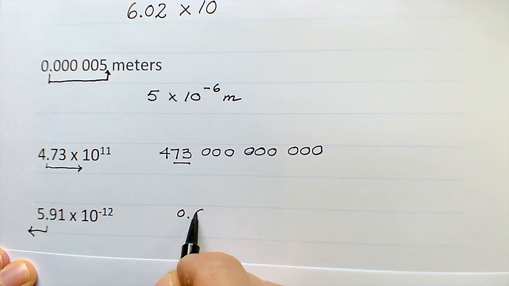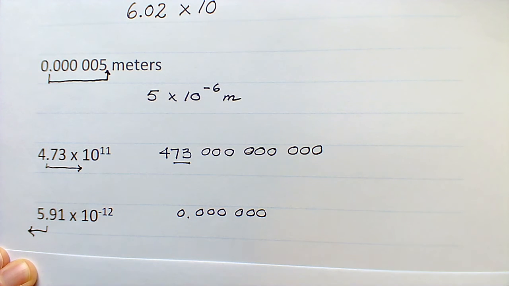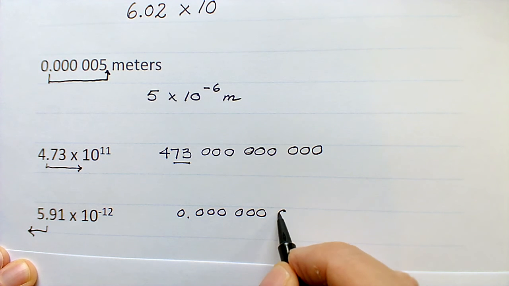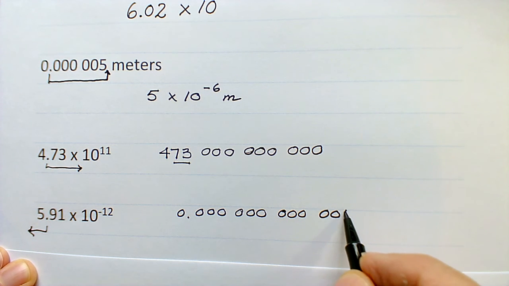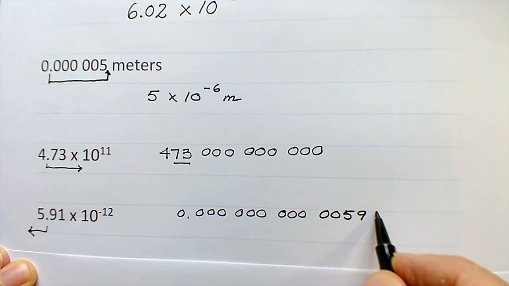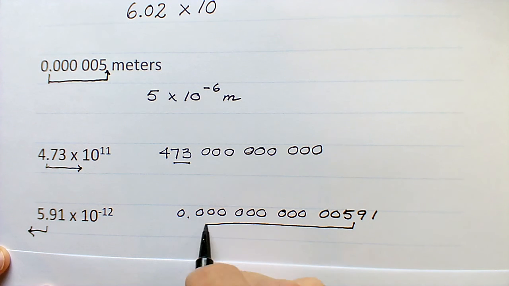So 0.000 000 000 000, that's 9 places, and I need 12. So I'm going to need 2 zeros and then the 5, the 9, and the 1. So the decimal started right here, and unless I miscounted, I moved it 12 places to the left.